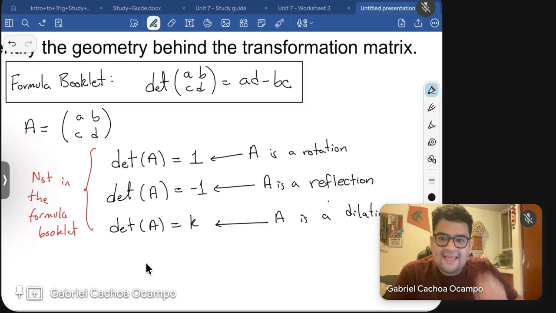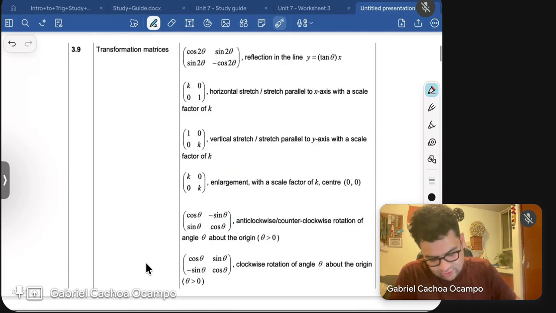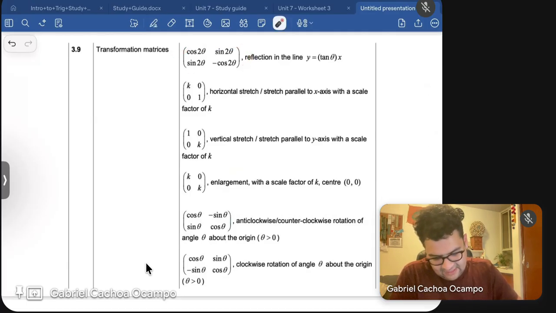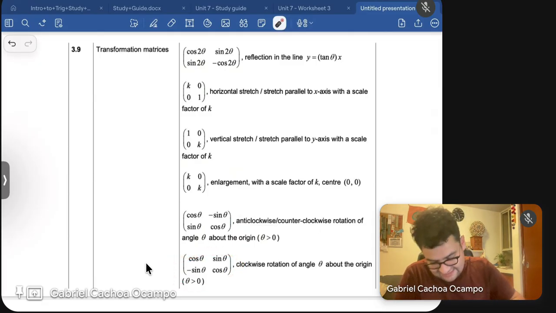What is in the formula booklet are the following relations. For example, this is the shape of a matrix that is a reflection. This is a formula for a horizontal stretch. This is a formula for a vertical stretch. This is a formula for an enlargement. This is a formula for an anti-clockwise rotation, and this is the formula for a clockwise rotation. This is in the formula booklet. This is actually a screenshot from your formula booklet.